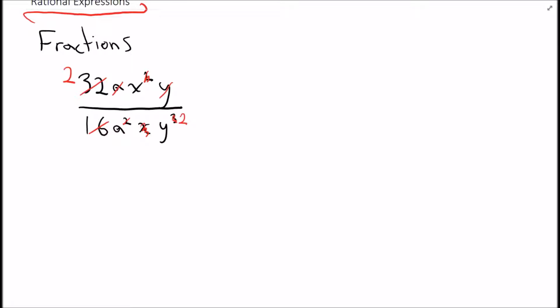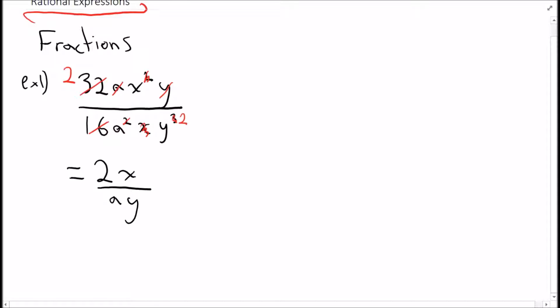So if I rewrite this simplified, I'm left with 2x, nothing else on top, divided by ay. So that'll be example 1.